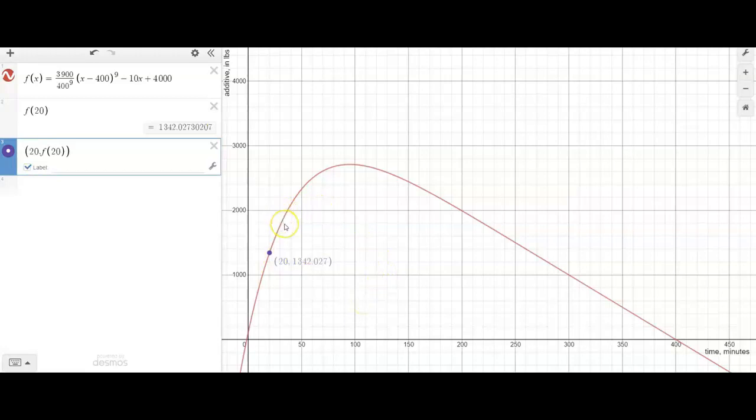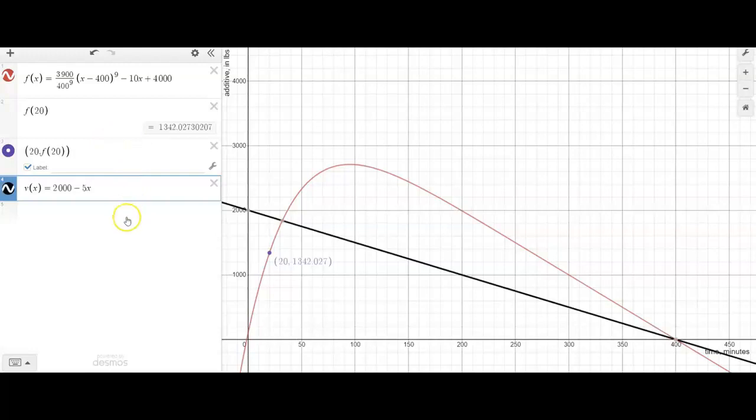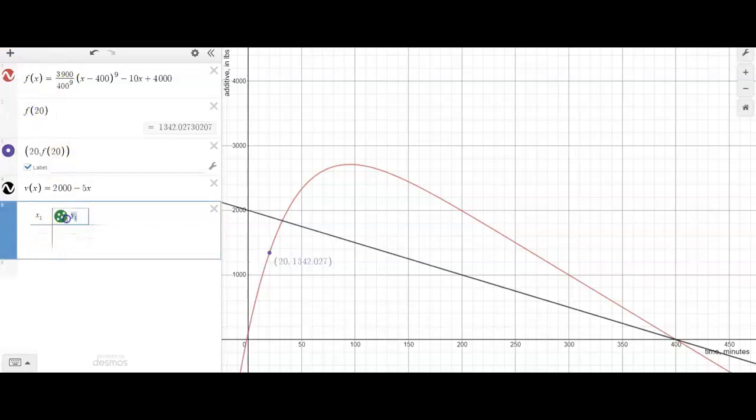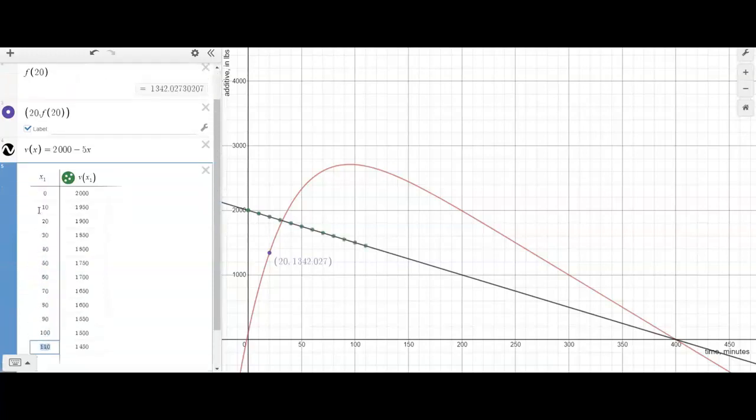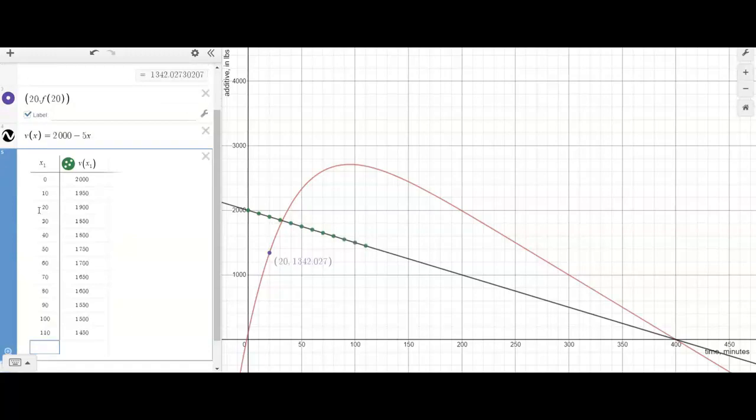Now, the one thing that we have to remember is the volume of the tank is decreasing, right? So the volume as a function of x, I'll call this the volume function, is 2,000 minus 5x. So that volume function, if you take a look at a table of values for your volume, and we look at the volume over, let's say, time 0, there's 2,000 gallons. Time 10, there's only 1,950. Time 20, time 30, time 40, you can see that the amount of gasoline inside of the tank is decreasing.